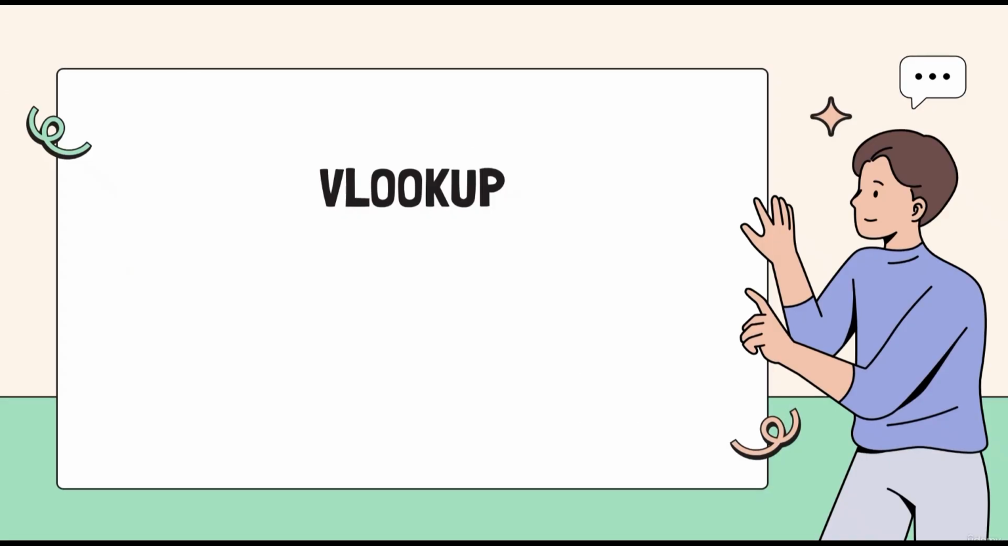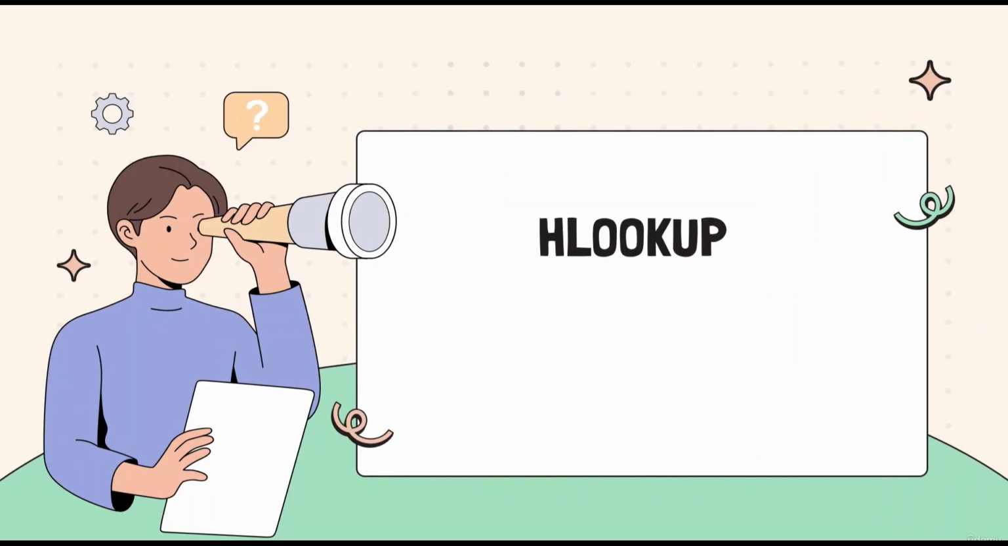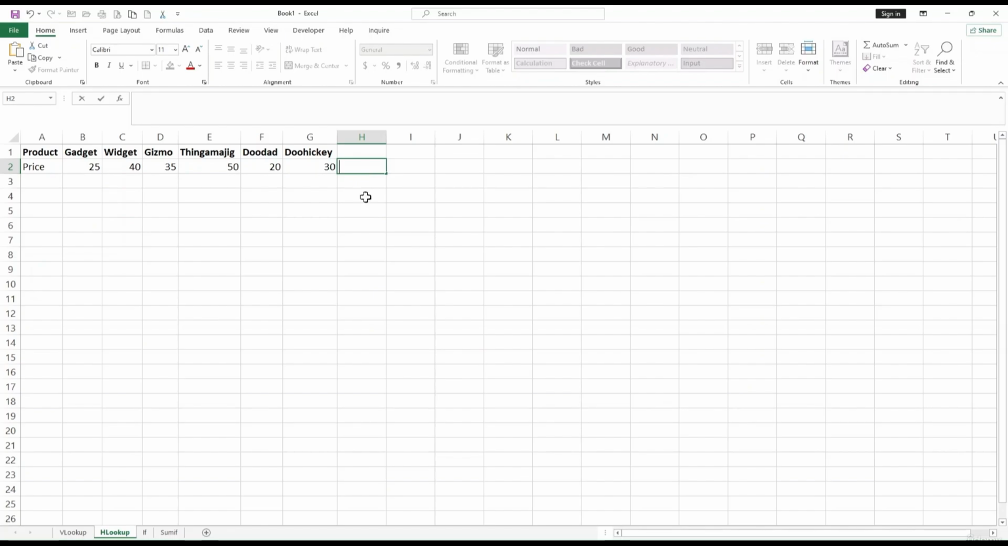Next we have HLOOKUP, which stands for horizontal lookup. It works similarly to VLOOKUP but searches for a value in the first row of a table and returns a value in the same column from a specific row. Okay. So here I want to show the syntax with HLOOKUP. Let me type HLOOKUP here. Then the first one is the lookup value, table array, row index number, and range lookup. So this is the same.